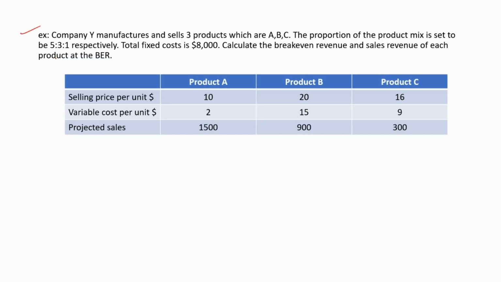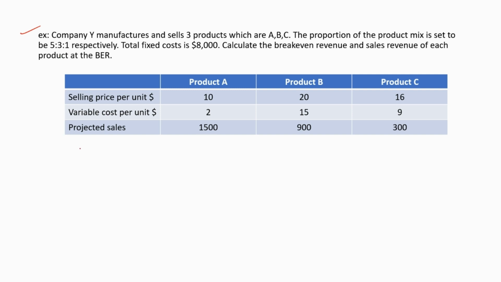Now let's do this example. Company Y manufactures and sells three products, which are product A, B and C. The proportion of the product mix is said to be 5 to 3 to 1 respectively. Total fixed cost is $8,000. Calculate the break-even revenue and sales revenue of each product at the break-even revenue.